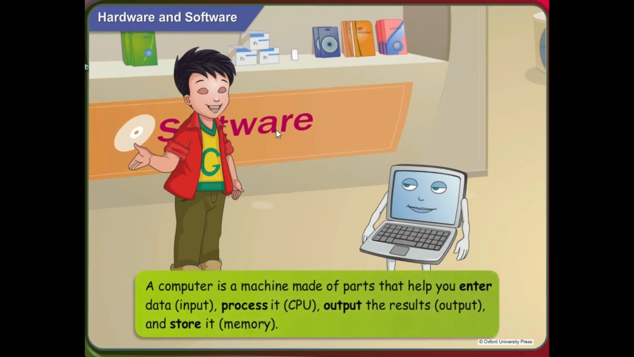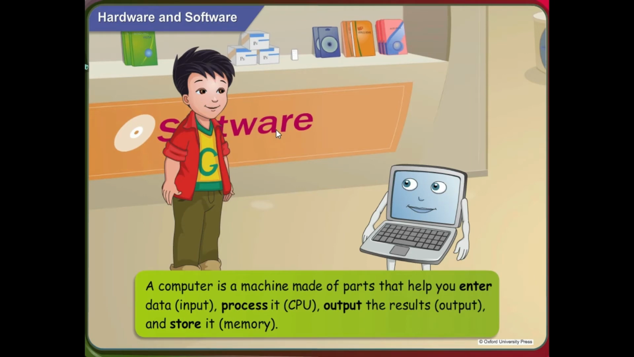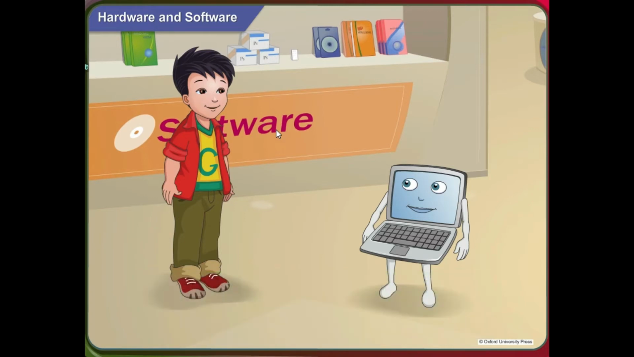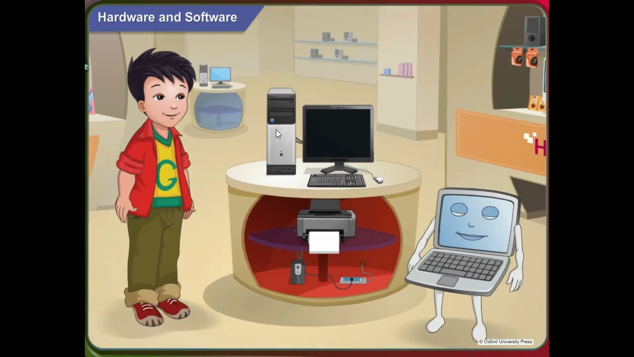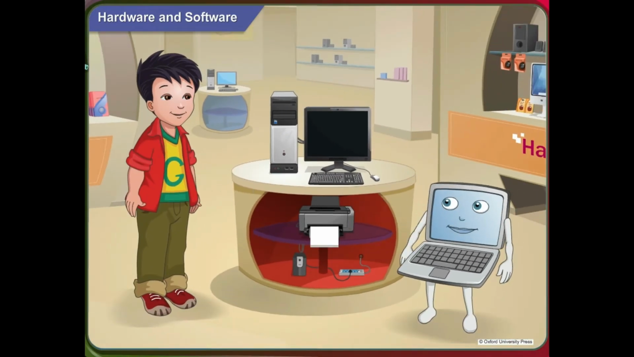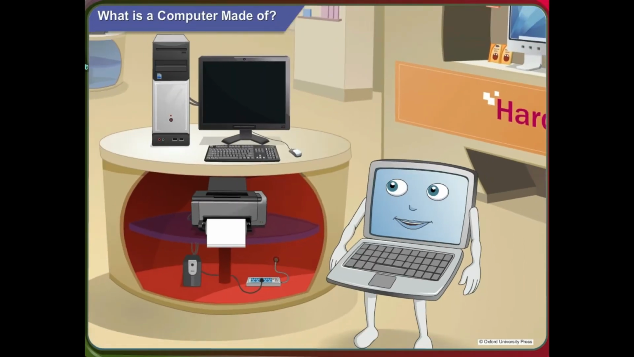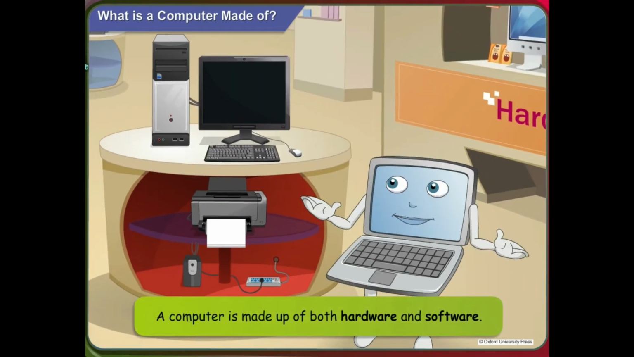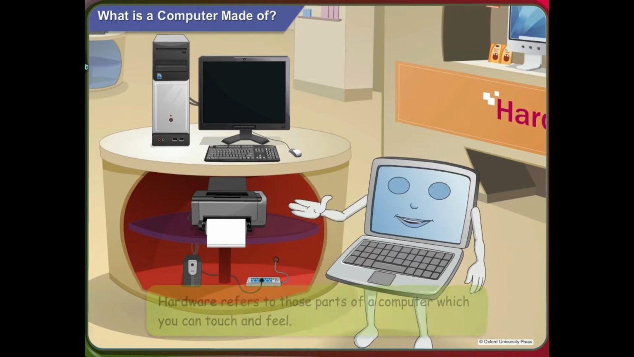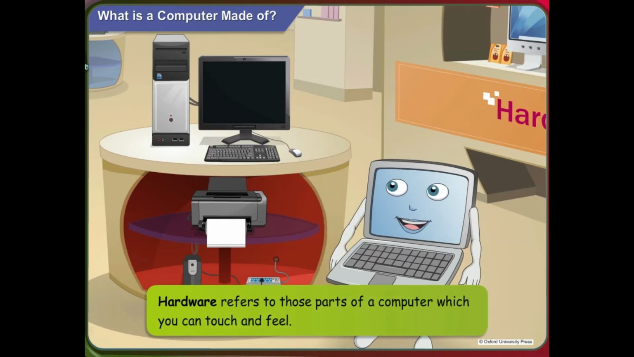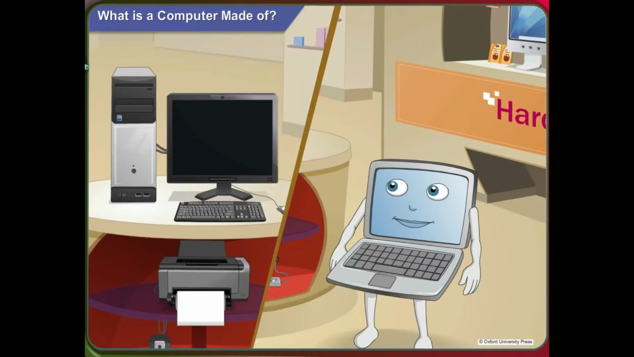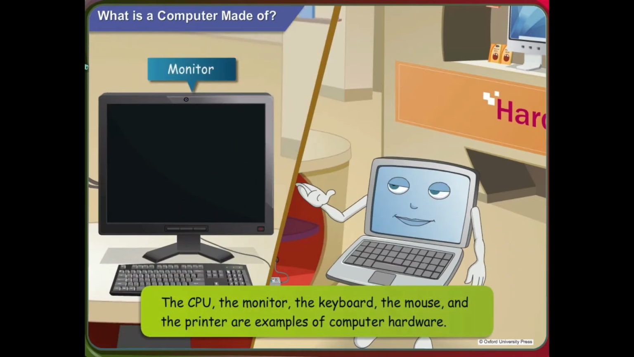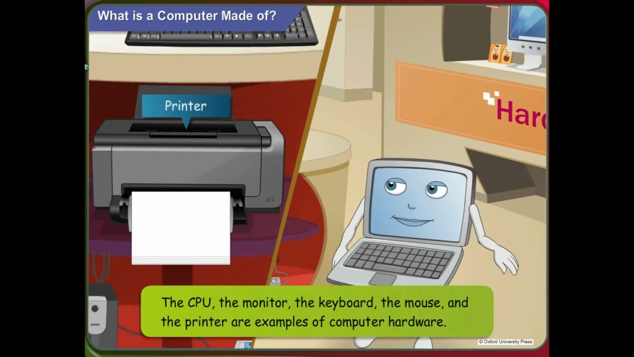Yes, a computer is a machine made of parts that help you enter data, process it, output the results, and also store the results. Look, Toggle, I see a computer over there. Great! Let us now see what are hardware and software in a computer. Basically, a computer is made up of both hardware and software. Hardware refers to those parts of a computer which you can touch and feel. The CPU, the monitor, the keyboard, the mouse, the printer are examples of computer hardware.